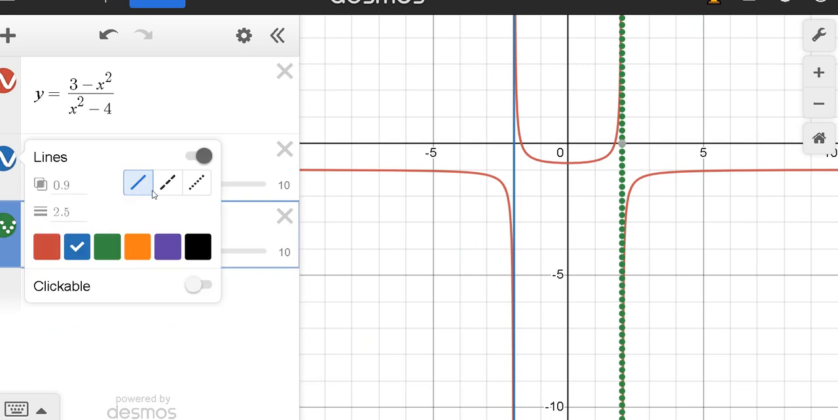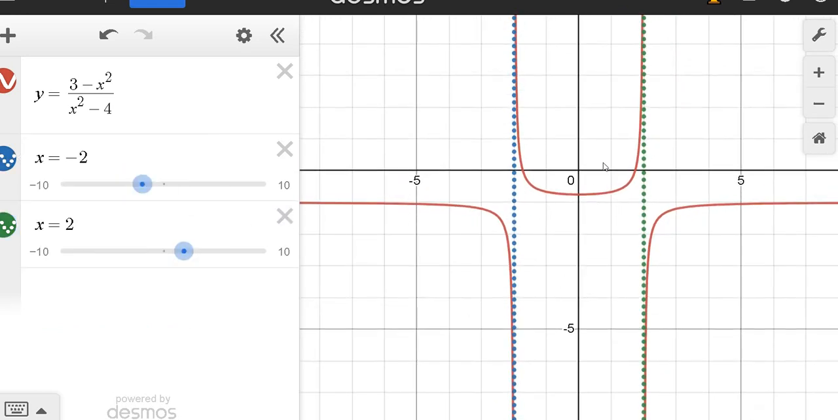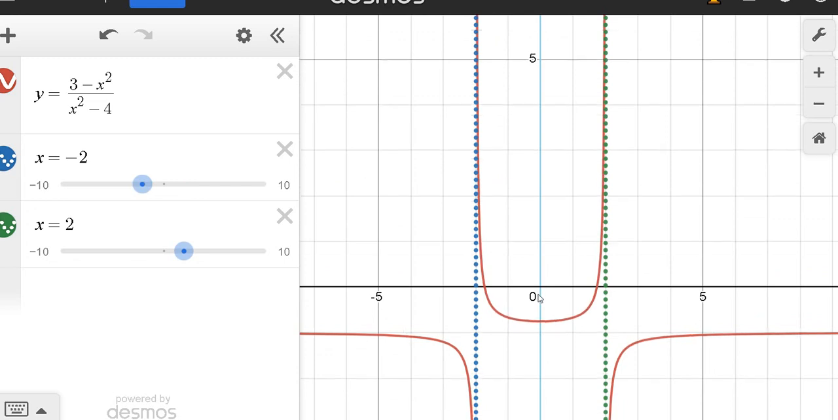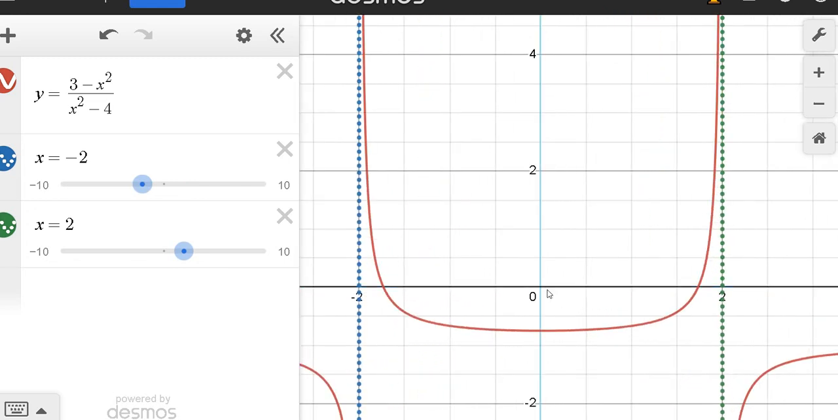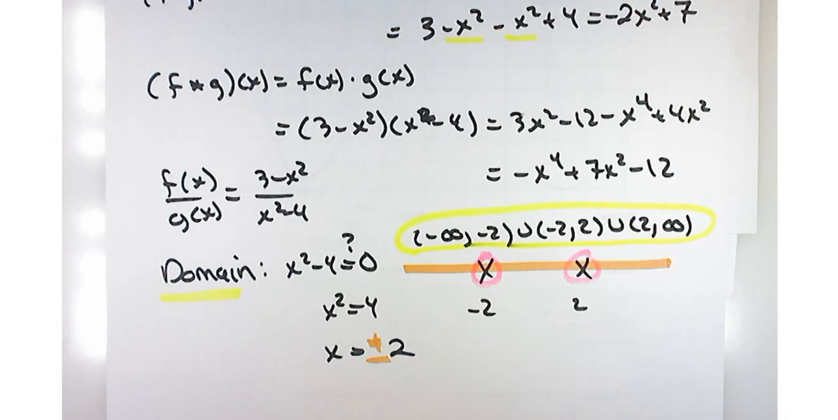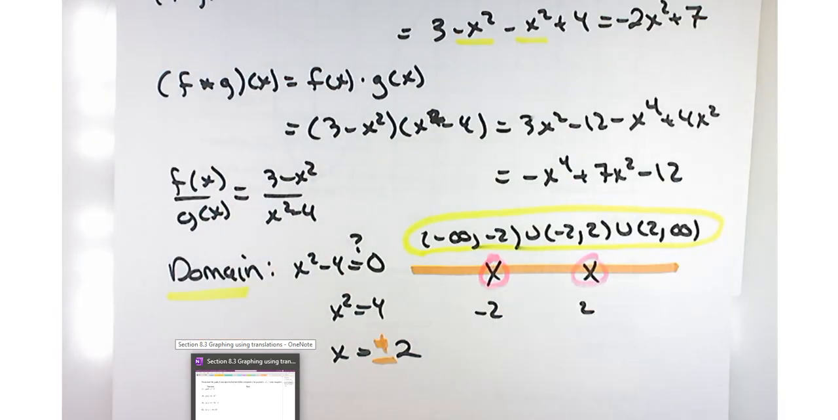I'm putting them dotted because the graph doesn't really include these points. It never touches them. It comes really close. But if you zoomed in enough, you can see that there's daylight between these two lines. It's just a matter of zooming in enough. All right, so cool. Let's keep going.